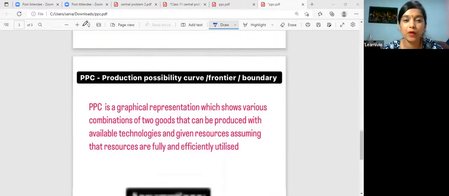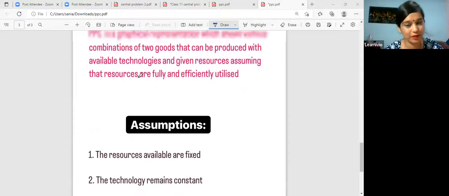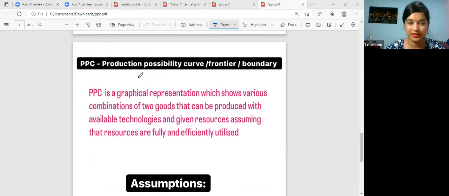So basically now we'll start with PPC. So today we will only do the definition. From tomorrow onwards, we'll start with the flow, because we have to do a lot. I'll be taking 2 more classes for this PPC because we'll be doing numericals as well. So be ready for that.